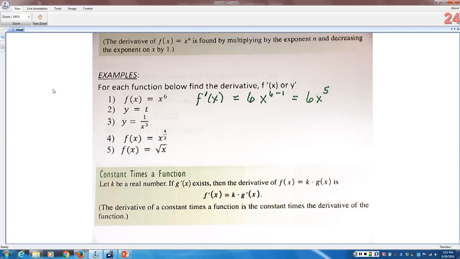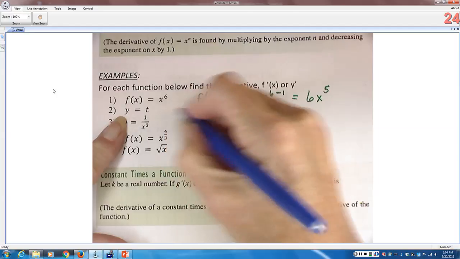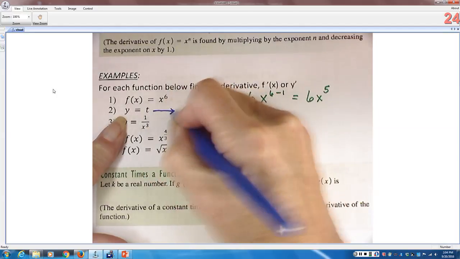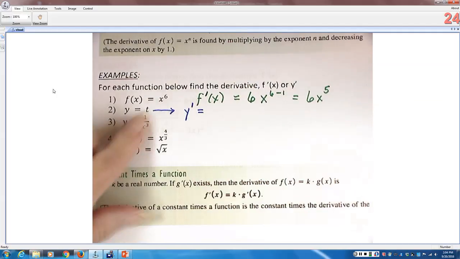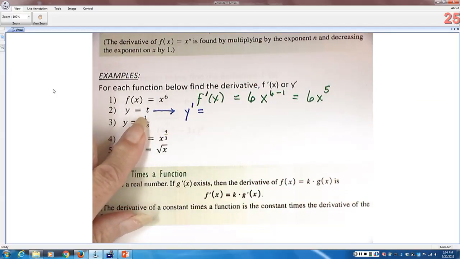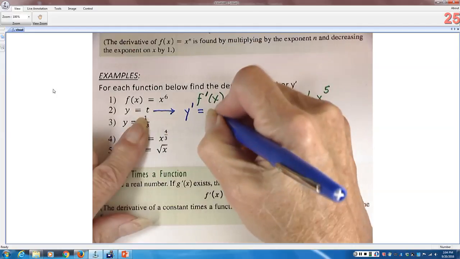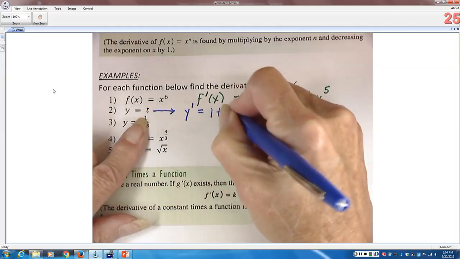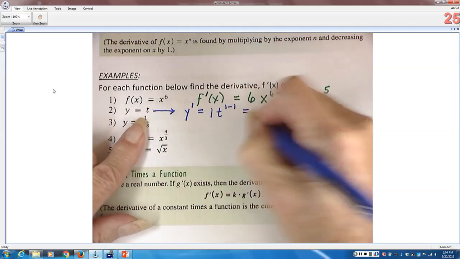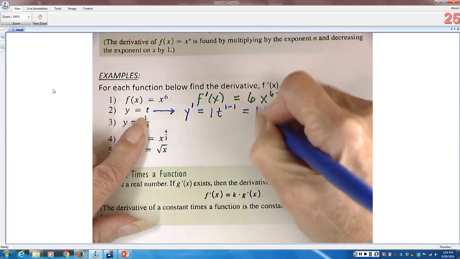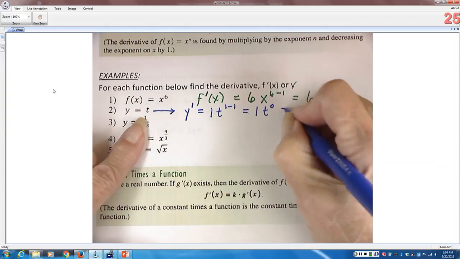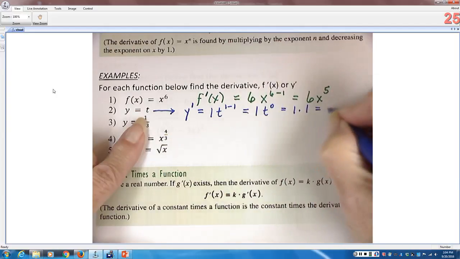If we have y equals t, the variable is t. The function is y. Even though it's not in function notation, we can find the derivative. Y prime. And for y prime, what's the power on the t? 1. So we bring the 1 down in front, t to the 1 minus 1. And t to the 1 minus 1 is t to the 0. And 1 times t to the 0 is the same as 1 times 1, which is just 1.